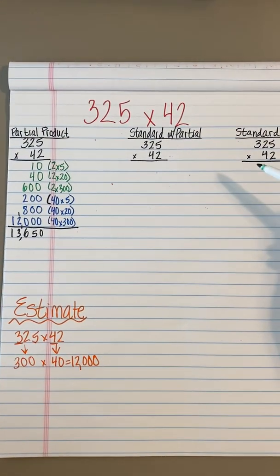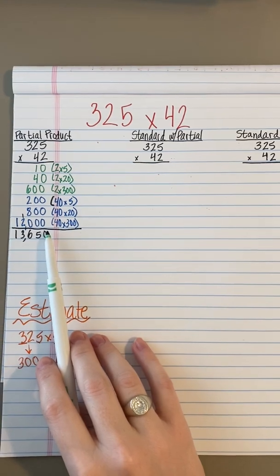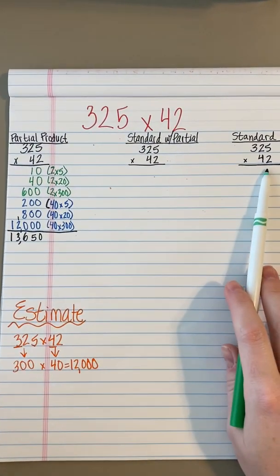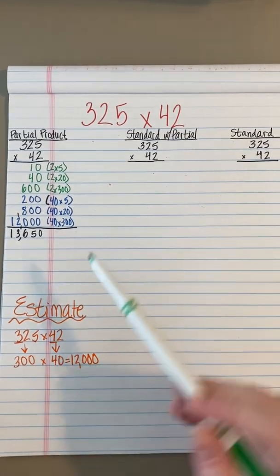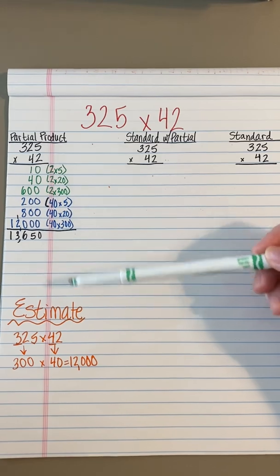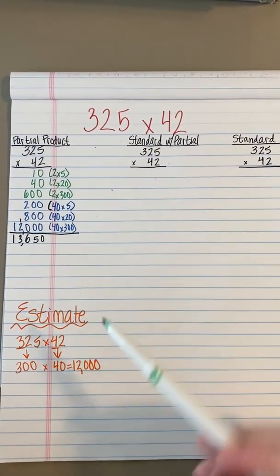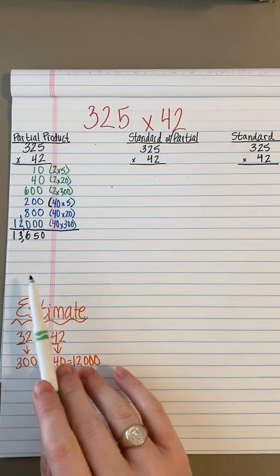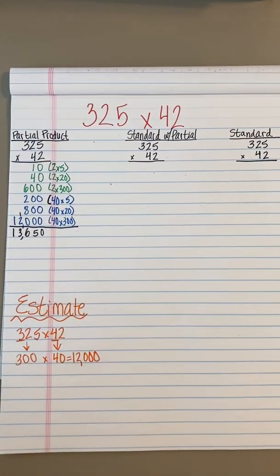We are going to start bridging from the partial product to using the full standard algorithm. We've already solved this problem with the partial product and we've completed our estimate. So it's important that we estimate so that we can check for reasonableness when we get to our actual answer.